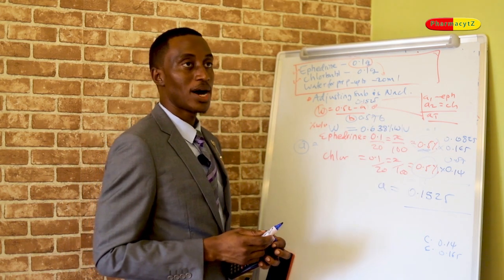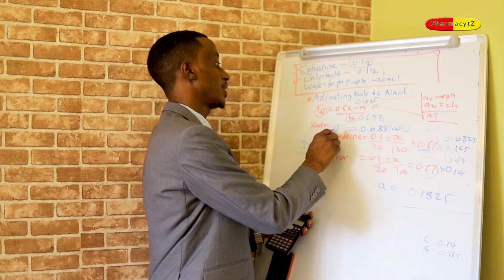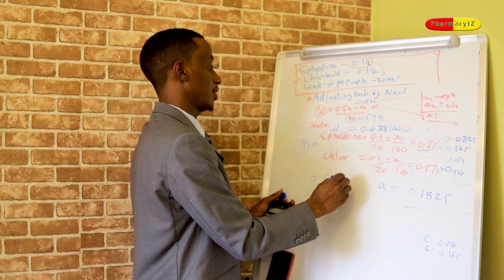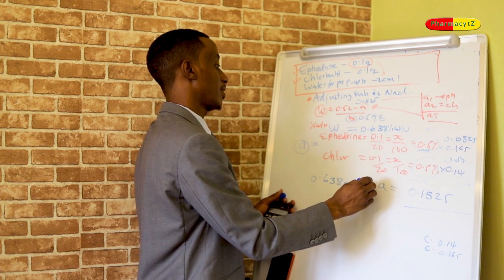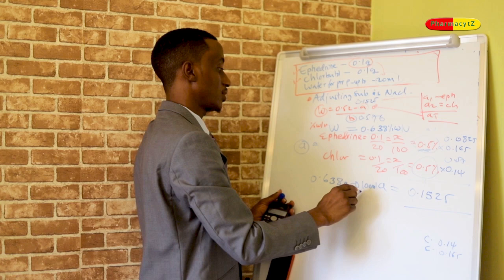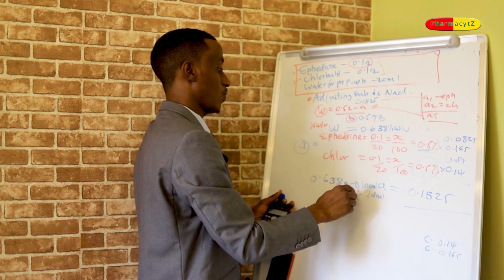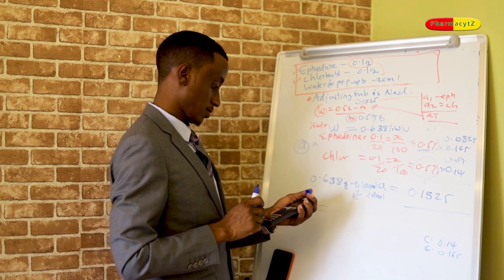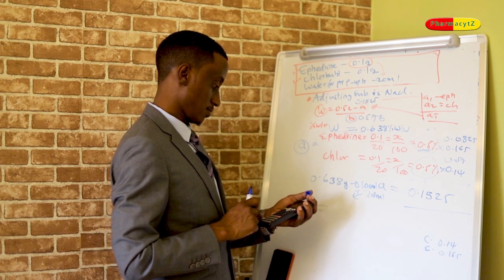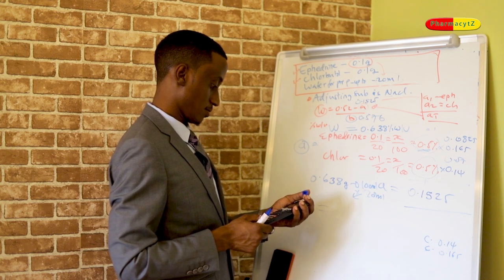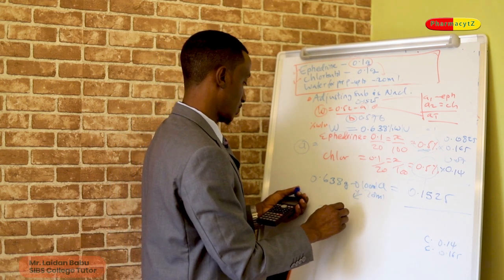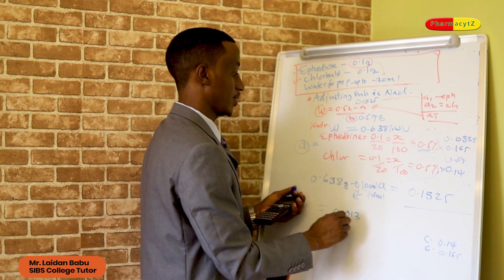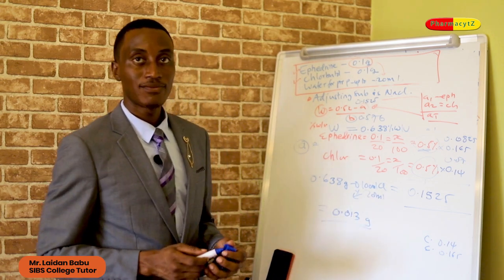So to get the actual amount of sodium chloride to use, consider its concentration as W, 0.638 grams in 100 mils. The total solution is 20 mils. So what is the required amount here? The required amount is 0.013 grams.